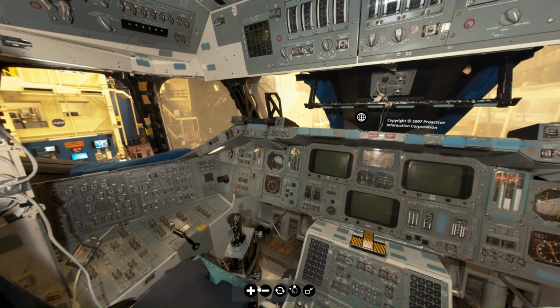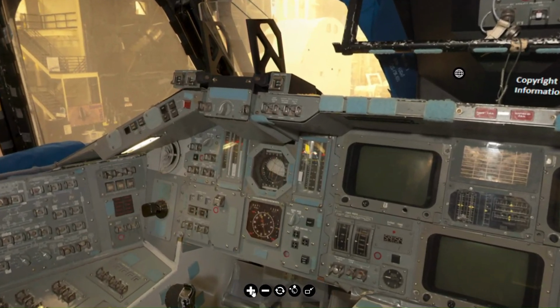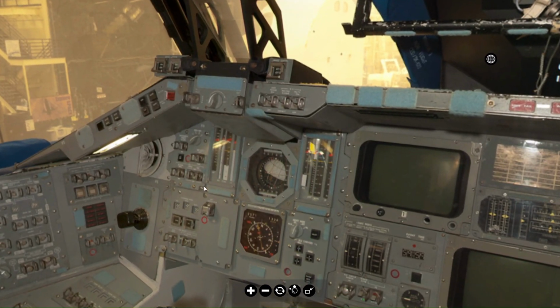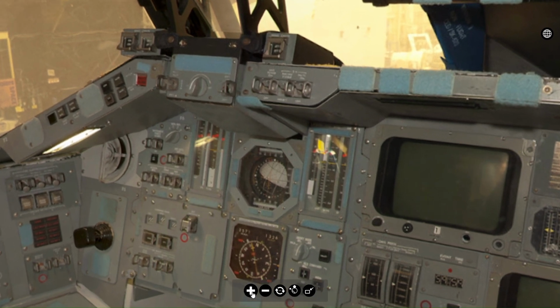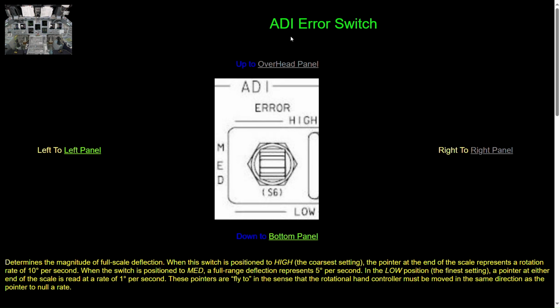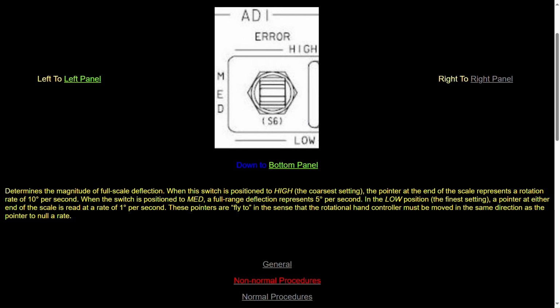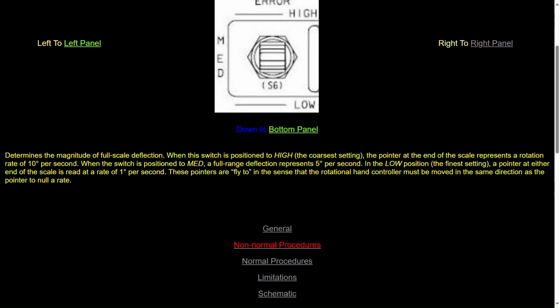But for right now, we are going to go deeper into showing you how to fly the Space Shuttle. And we are going to learn about this switch right here, the ADI error switch. And when you click on it, it takes you to the ADI error switch, which is the switch right here. Now, what this switch does is it determines the magnitude of full-scale deflection.